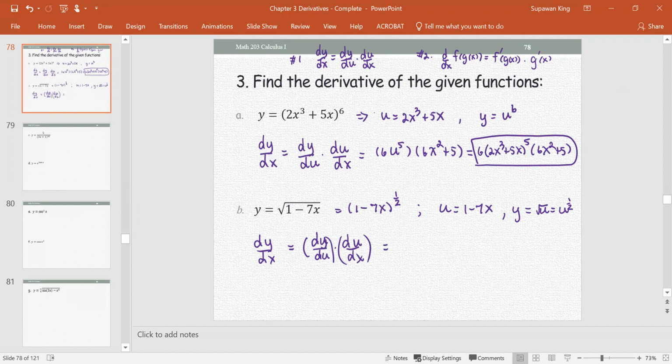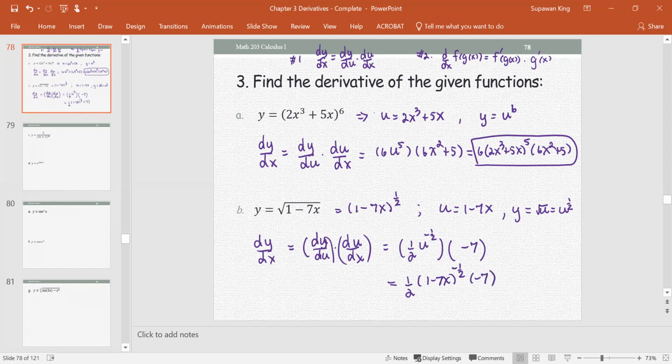Y is u to the power 1 half, so the derivative of y with respect to u is 1 half u to the negative 1 half power, multiplied by the derivative of u with respect to x, which is 0 minus 7, or just negative 7. Next step, replace u with the quantity 1 minus 7x to the power negative 1 half and multiply by negative 7.